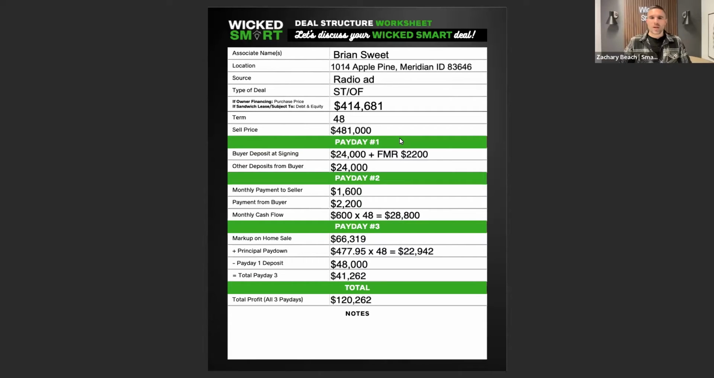Got it. And how much are you committing to give them as down payment? So I'm giving 50 as a down payment. Okay, so 50,000. Correct. Very good. All right. So we got this property. We bought it for 414. We're selling it for 481.